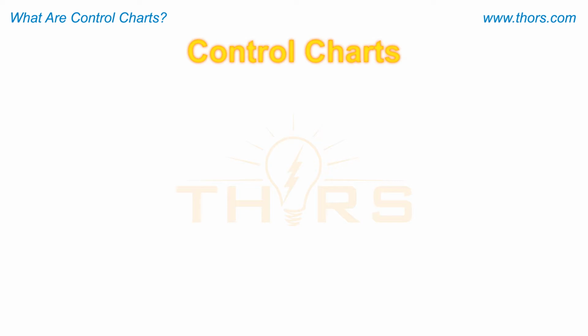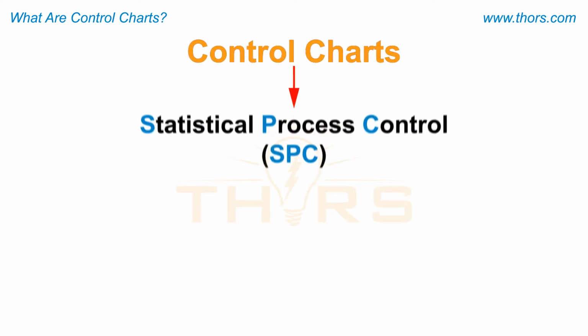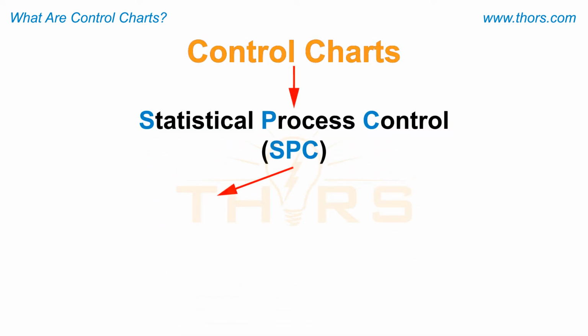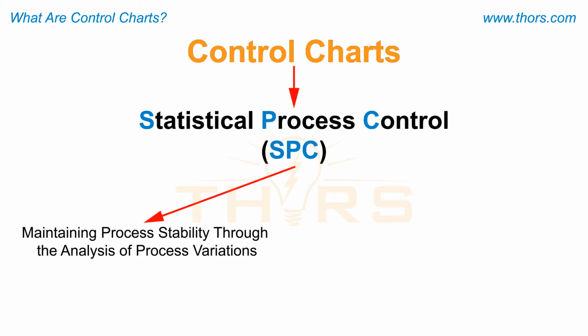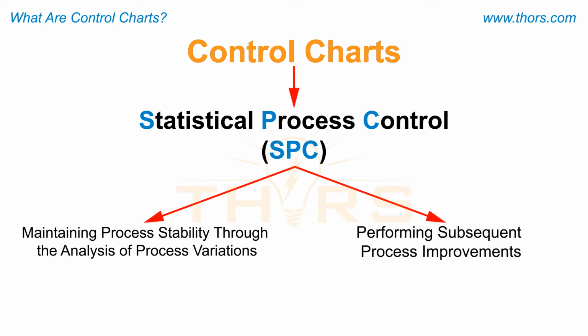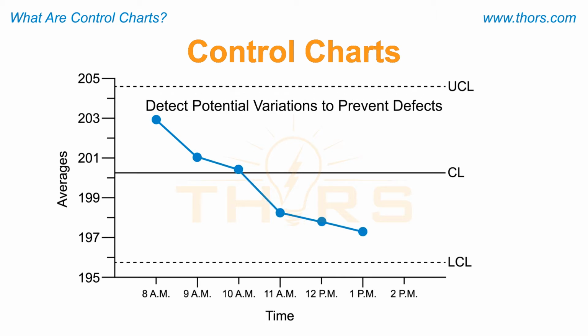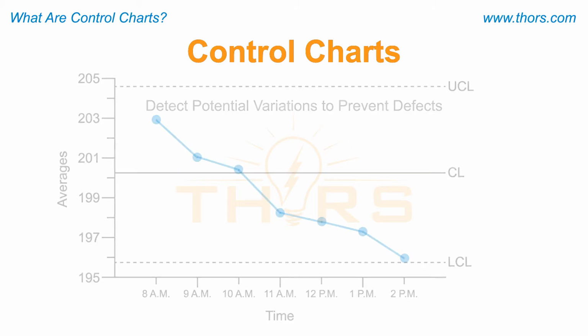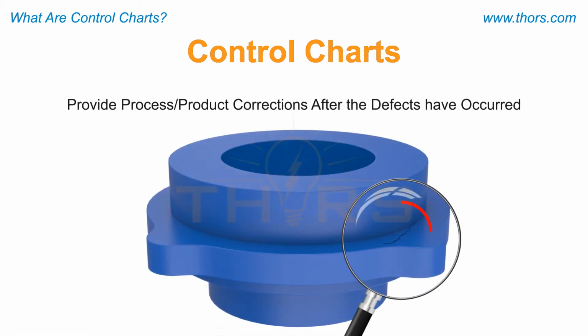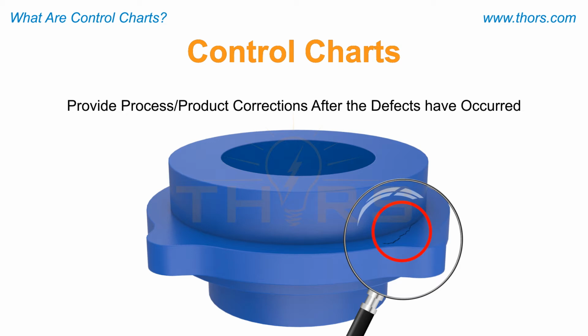Control charts are the basis for the application of statistical process control concepts in maintaining process stability through the analysis of process variations and performing subsequent process improvements. Control charts provide a means for recognizing potential process product failures, thus helping prevent defects from occurring, over traditional methods of inspection that provide process product corrections after the defects have occurred.